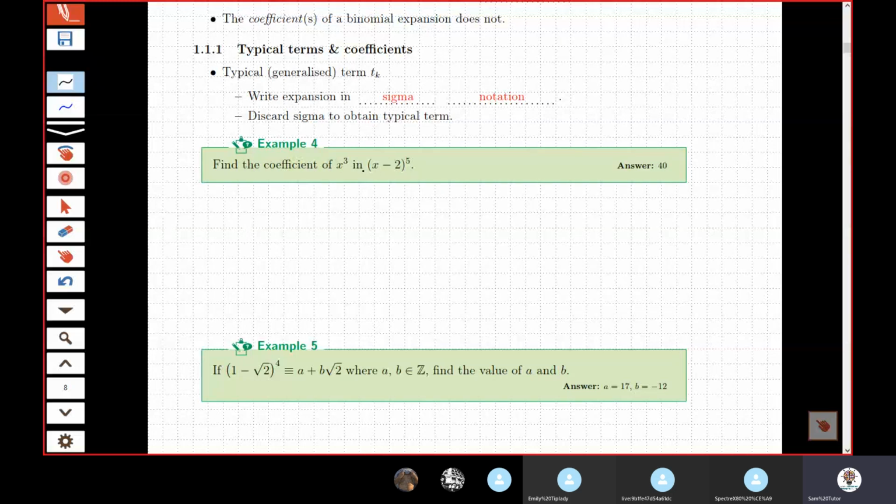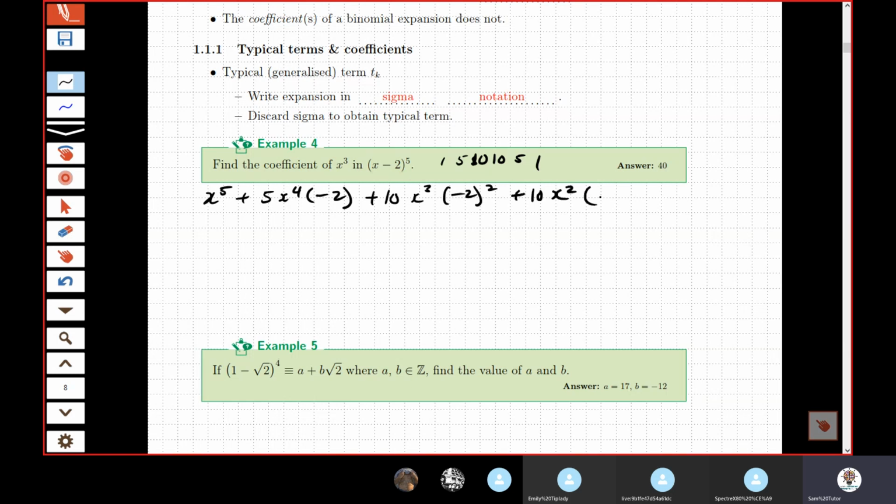So if I had to expand this x minus 2 to the power of 5, I know it's going to work like this, right? 1, 5, 10, 10, 5, 1. Those are my coefficients. Then it's going to be x to the power of 5, plus 5x to the power of 4 times negative 2, plus 10x cubed times negative 2 squared, plus 10x squared times negative 2 cubed, plus 5x times negative 2 to the power of 4, plus negative 2 to the power of 5.